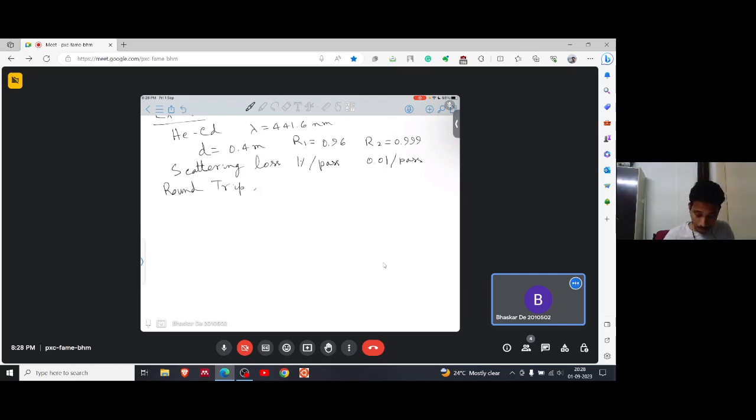So round trip loss is 1 minus 0.96 plus 1 minus 0.999, this is from the first mirror, this is for the second mirror, plus 0.01 plus 0.01. So this is almost 0.061 or 6.1%.